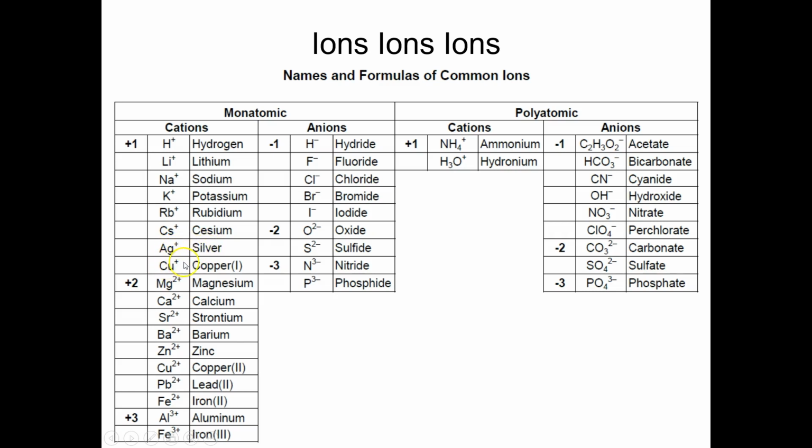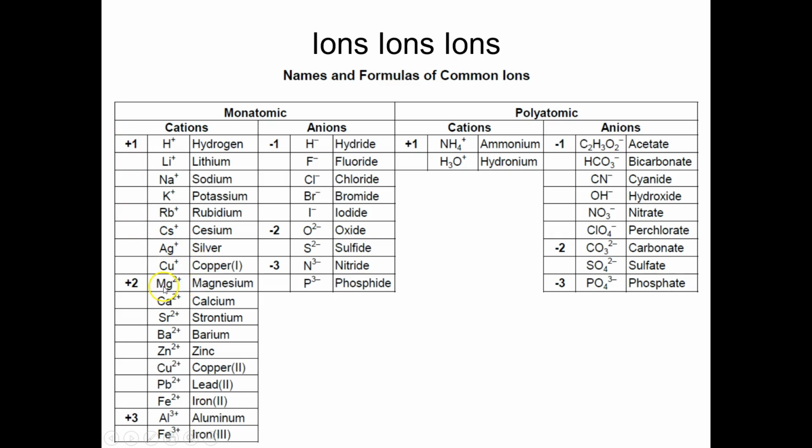And then copper, the two transition metals of variable charge that I really want you to have memorized, their charges are copper and iron. And so copper gives you a +1 and a +2, so you need to know that copper comes up as a +1. So copper 1 has a charge of +1.